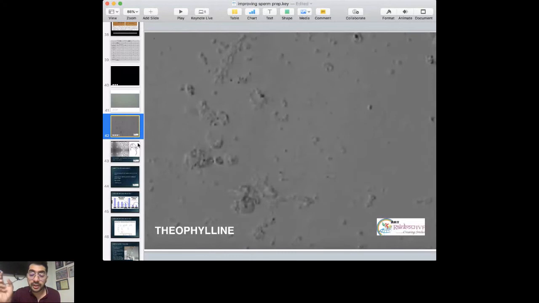But the general protocol is that if you have a 1 ml sample or a 0.5 ml pellet, just add half the volume of pentoxifylline or theophylline to that pellet and centrifuge it for 5 minutes at 1000 RPM. Post those 5 minutes, you will get motile sperms. The only thing you need to worry about is that the half-life is a little short, so you have to finish whatever you want to do within 30 minutes of the preparation.